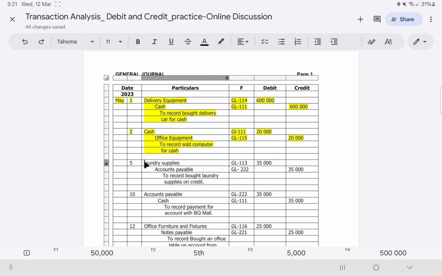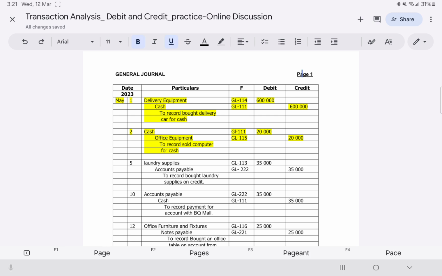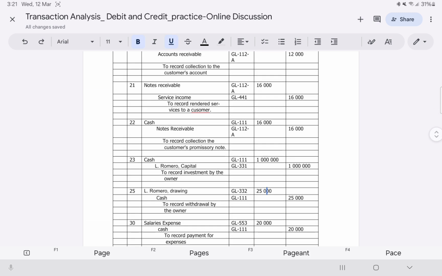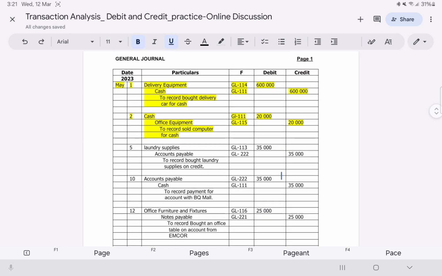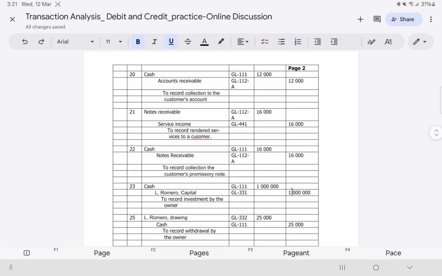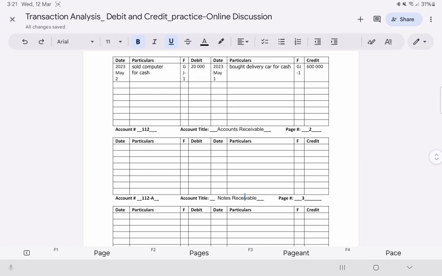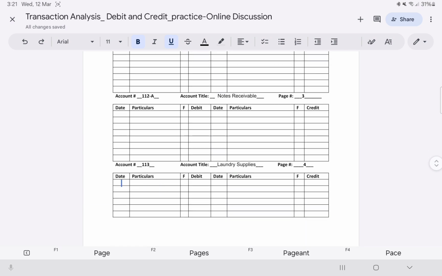So find first the laundry supplies and write that into the debit, and the accounts payable, record into the credit. So amounting to 35,000, and this is page 1. Laundry supplies, how much? 35,000. Laundry supplies. Okay.